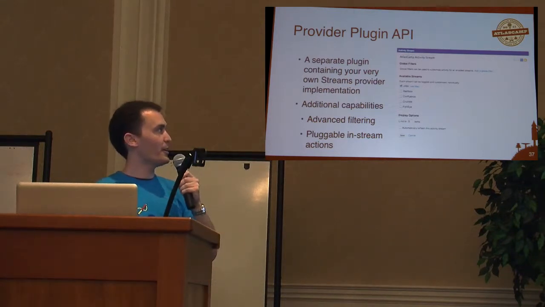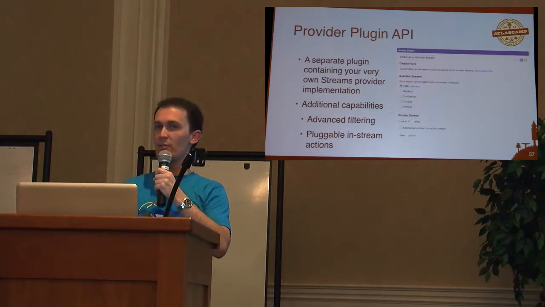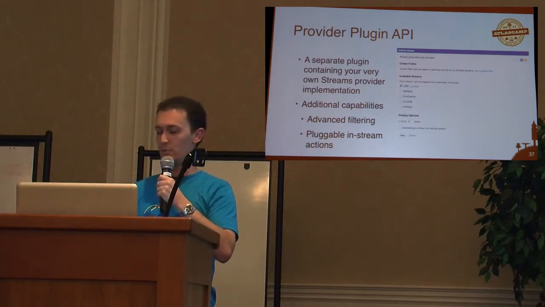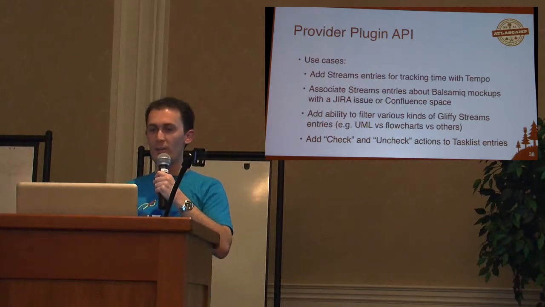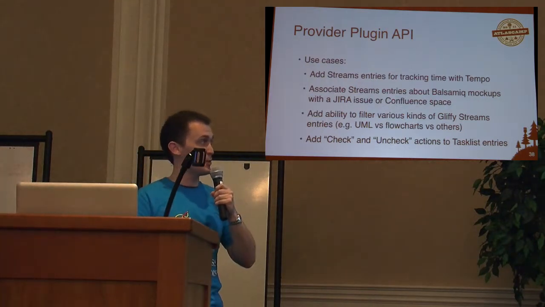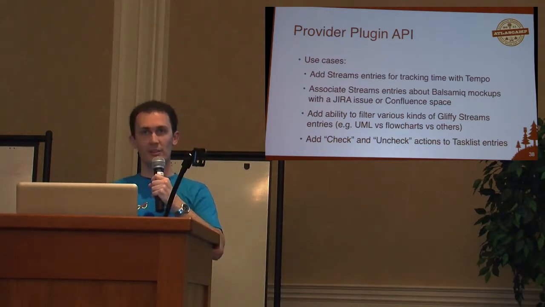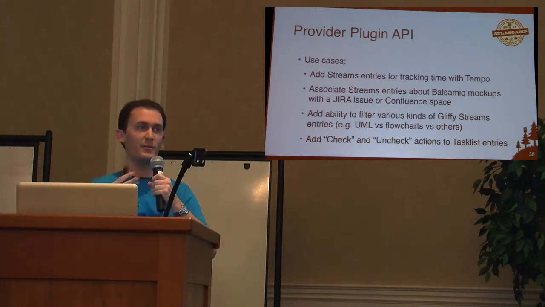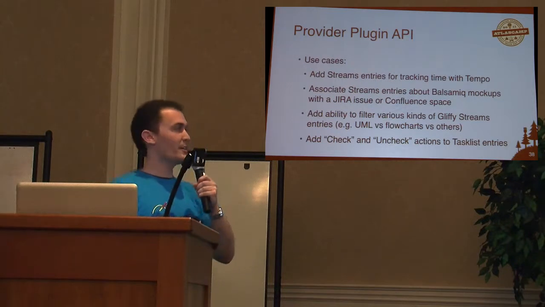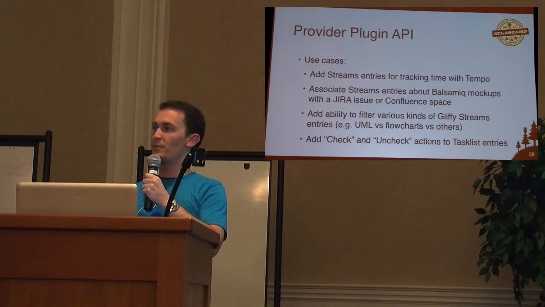Using the Provider Plugin API will allow you to do everything we just spoke about from the Activity REST and Java APIs, in addition to advanced filtering and pluggable in-stream actions. You might want to use this API if, let's say, you're adding streams entries for your plugin, or associating your streams entries with entities, just like the 2 use cases from the first APIs. In addition to, you might be developing the Glyphy plugin, and maybe you want to filter.